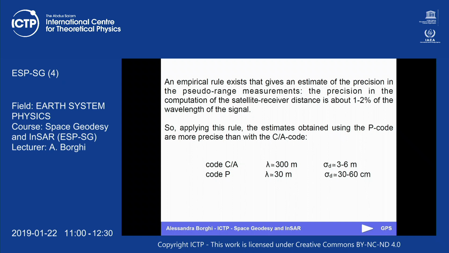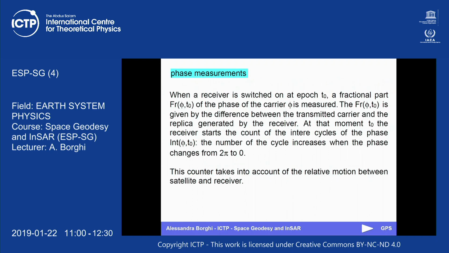And you can use this type of observation to geolocalize points, your benchmark, your geodetic monument, your geological survey, and so on. So GPS can also be used as a tool in surveying in the field, not only for deformation monitoring. The other type of measure that you can do is a phase measurement.